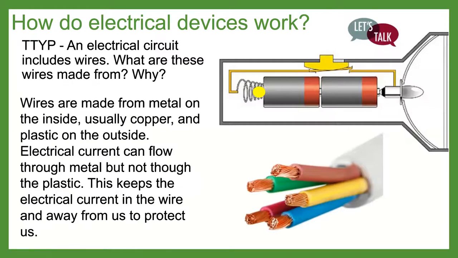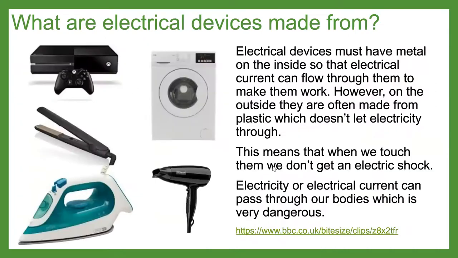So the wires are made from metal on the inside, and that metal is usually copper, and they're made from plastic on the outside. We can see that in this picture here: metal in the middle and plastic around the outside. Electrical current can flow through metal, but it can't flow through plastic. This keeps the electrical current in the wire and away from us to protect us.